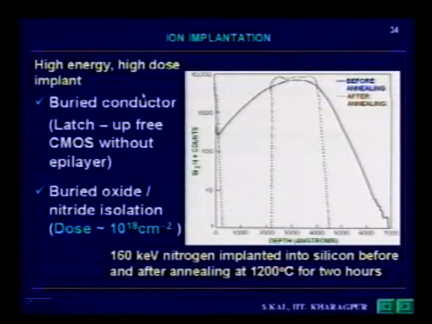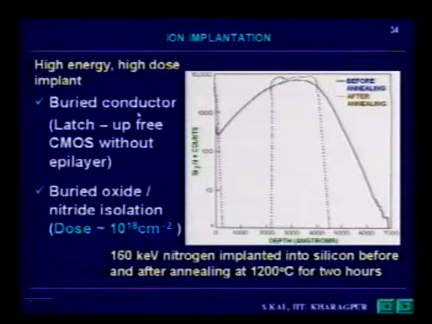So here the high energy and high dose. High energy value is typically 100 to 300 keV, and high dose is in the range of 10 to the power 18 per centimeter square. So that is high energy high dose. There are two cases, one is buried conductor and the other is buried oxide or nitride isolation.